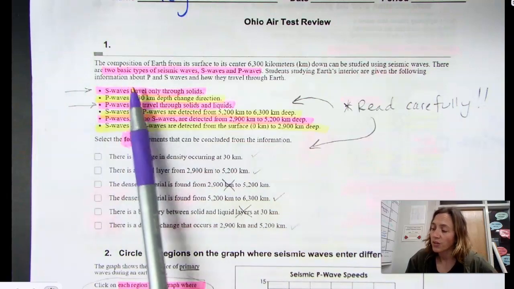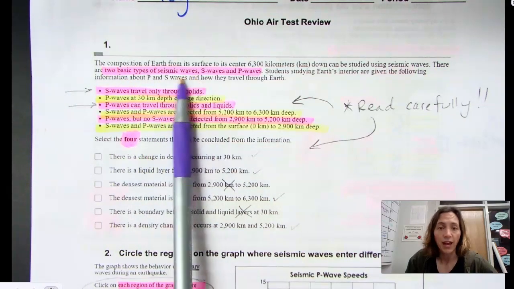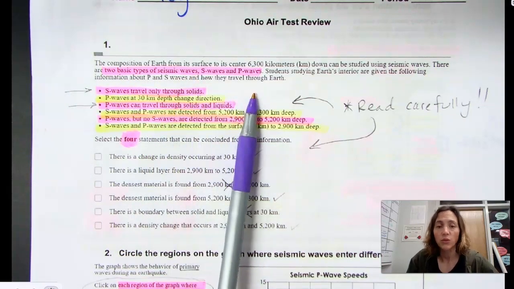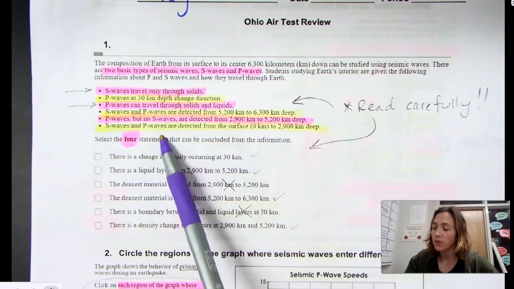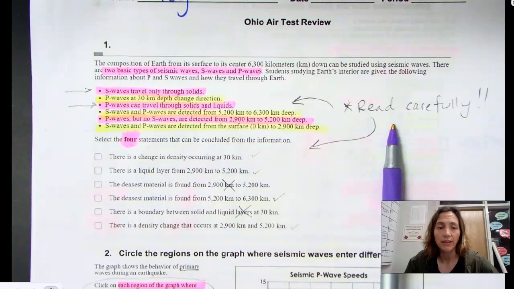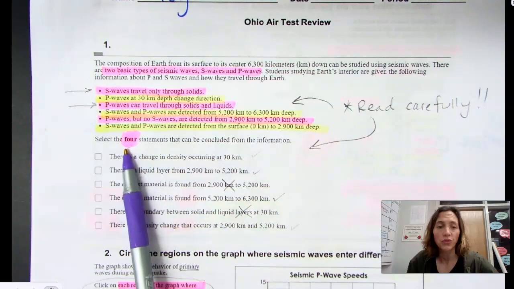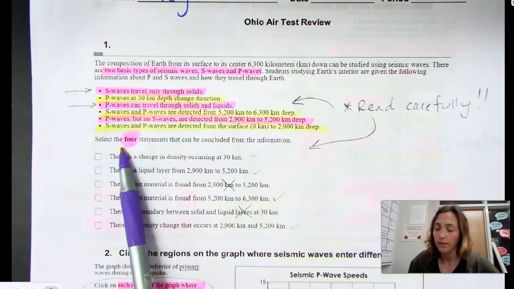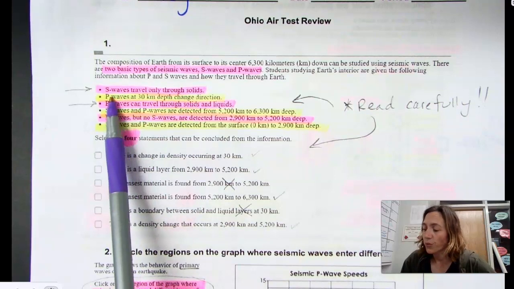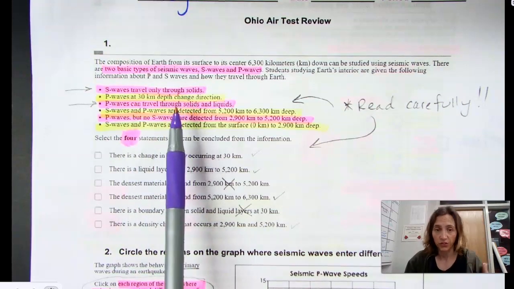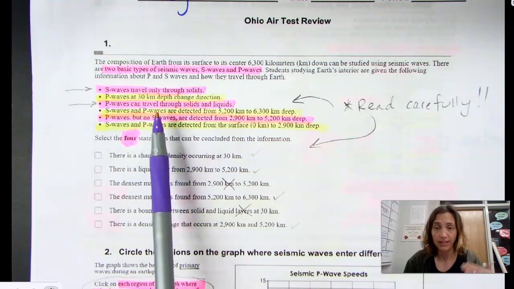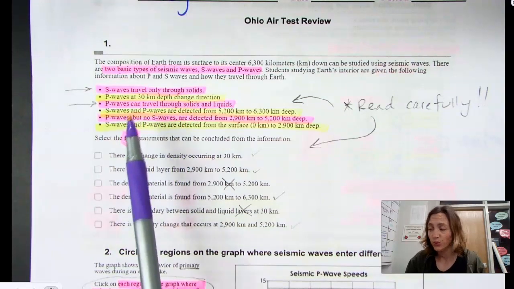It's reminding you that there are 2 basic types of seismic waves, S waves and P waves, and we use them to study the interior of the Earth. There are several clues for you to read, and then it asks you to select 4 statements that can be concluded from this information. So, first one, S waves travel only through solids. Now this isn't true or false. This is all stuff that it's telling you that you are going to use.